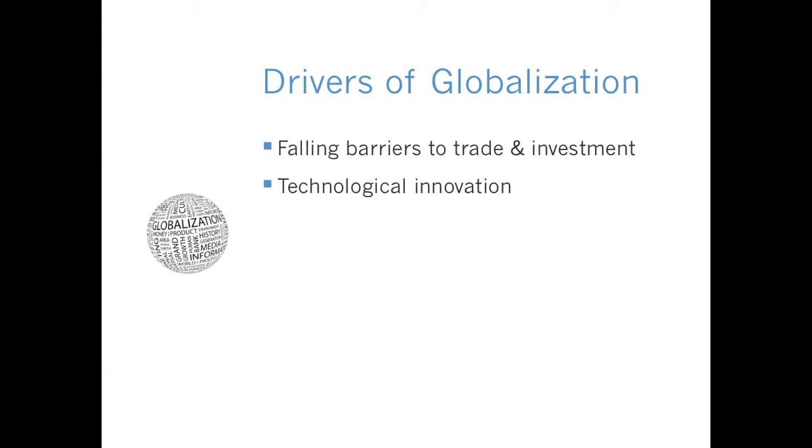The second driver is technological innovation. Advancements are making it easier, faster, and cheaper to move data, goods, and equipment around the world. Such advancements include the Internet and the World Wide Web, company intranets and extranets, and advancements in transportation technologies.